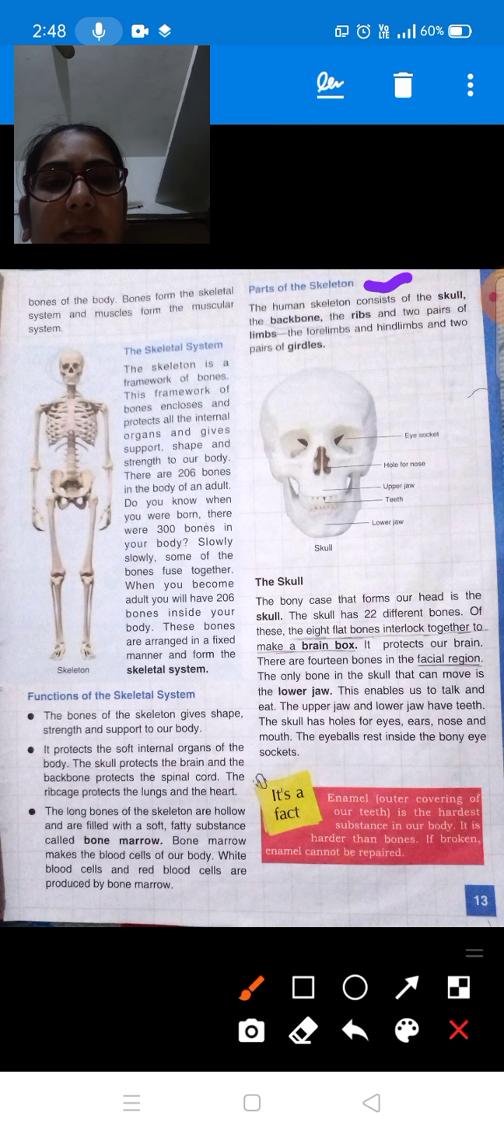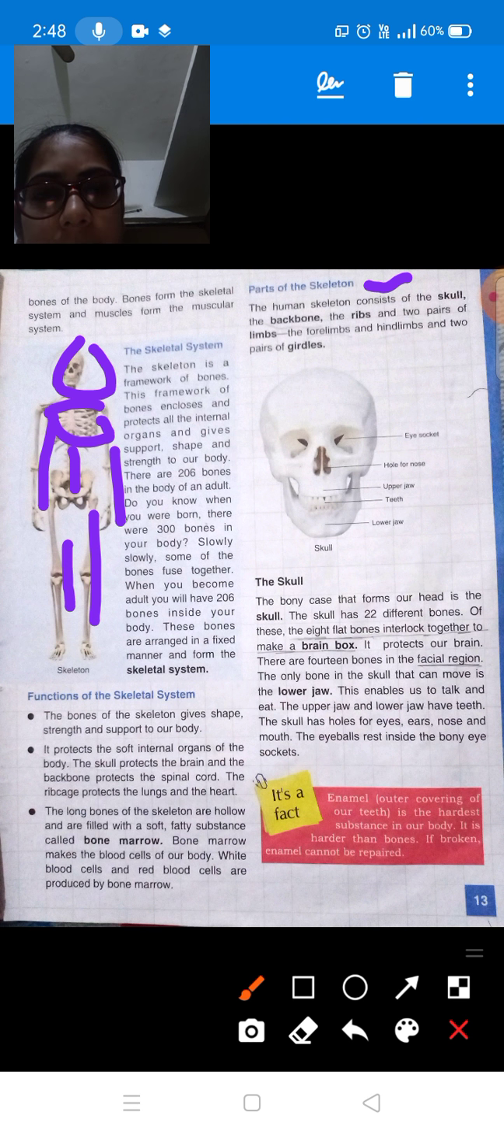two pairs of girdles. Okay, so this is the skull, right? This is the bone. This cage-like structure is the rib cage, made up of ribs. Okay, and two pairs of limbs, forelimbs and hind limbs. Forelimbs means hands, students. These are the forelimbs, and the hind limbs means legs, right? So forelimbs and hind limbs are there, and two pairs of girdles. This thing which you can see, it is a girdle. Okay, and here also a girdle is there.